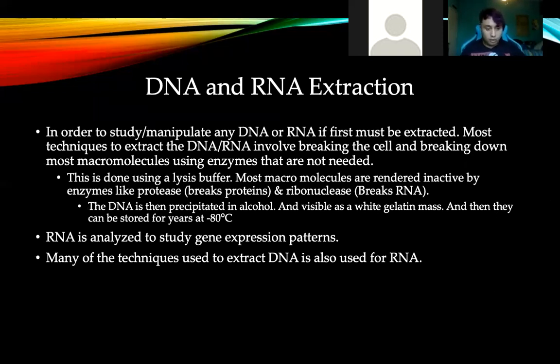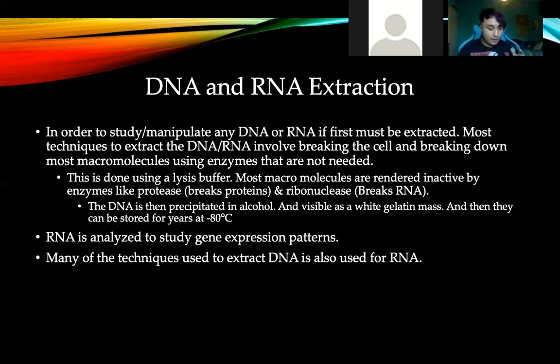Okay, so in order for any manipulation to take place, DNA and RNA first have to be extracted before they can be analyzed or manipulated in any way. In order to extract DNA or RNA, the cell has to be broken, and most macromolecules. This is done using enzymes. These enzymes, like protease and ribonuclease, break down unnecessary or unneeded proteins or polymers that just aren't required for the extraction.